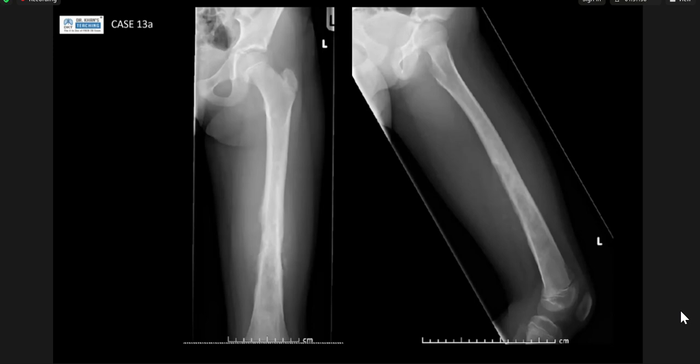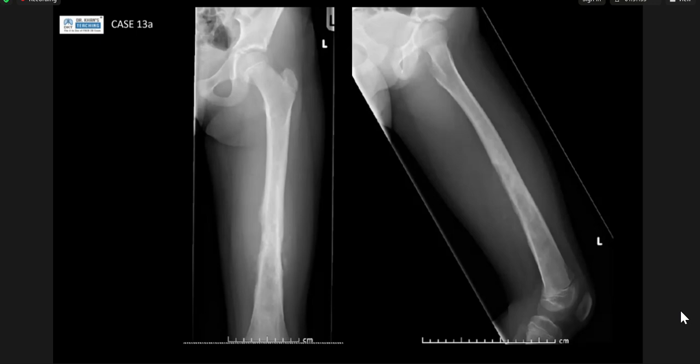And this is a young child. The cortex in the middle of this is likely to have some medial surface breaching. So I am dealing with a wide zone of transition. I am dealing with an aggressive bony lesion.